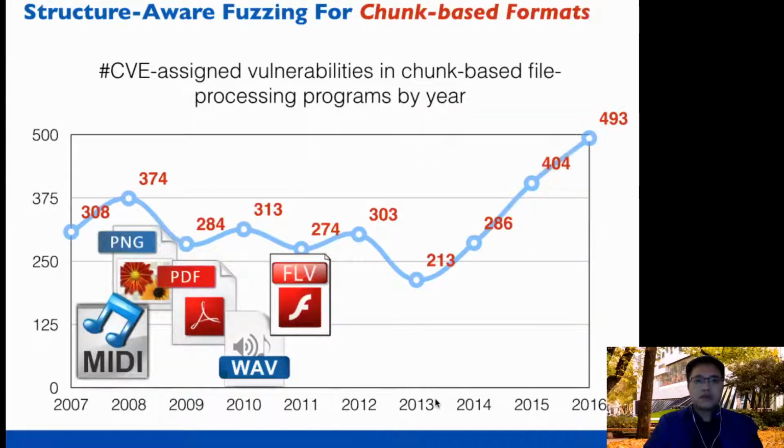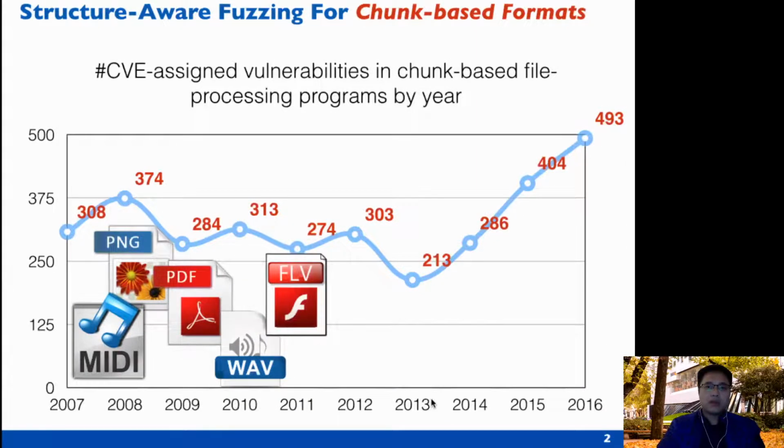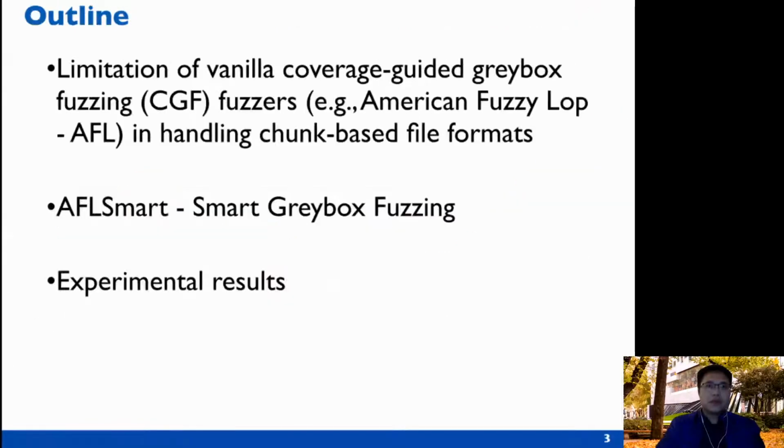This is one of the first works to make gray box fuzzing input structure aware, and is dedicated to programs taking highly structured input in a chunk-based file format, which is the common target for attackers. Our findings show that there are hundreds of CVEs discovered in this kind of program every year, and the number keeps increasing. In today's talk, I will first identify the limitation of the current gray box fuzzing approach in handling chunk-based file formats. Second, I will talk about our smart gray box fuzzing approach and the tool that we implemented. Lastly, I will talk about some experimental results showing the effectiveness and efficiency of our approach.